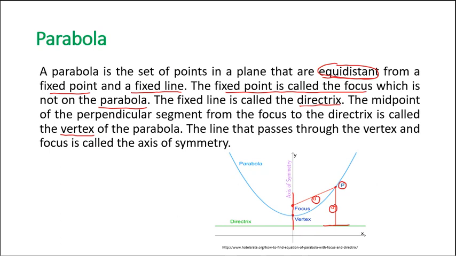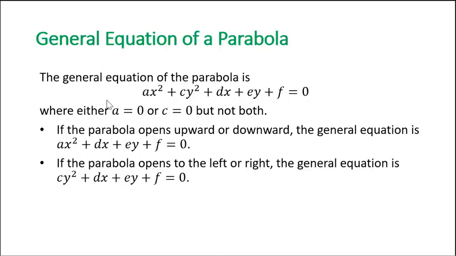Now, the general equation of a parabola comes from the general equation of a conic section, which is given as follows. However, to determine if this is a parabola, we need to check if either A is equal to 0 or C is equal to 0. It cannot be that A and C are both 0. So if we are given a general equation of a conic section, we can determine if it is a parabola if there is a missing x squared term or a missing y squared term.